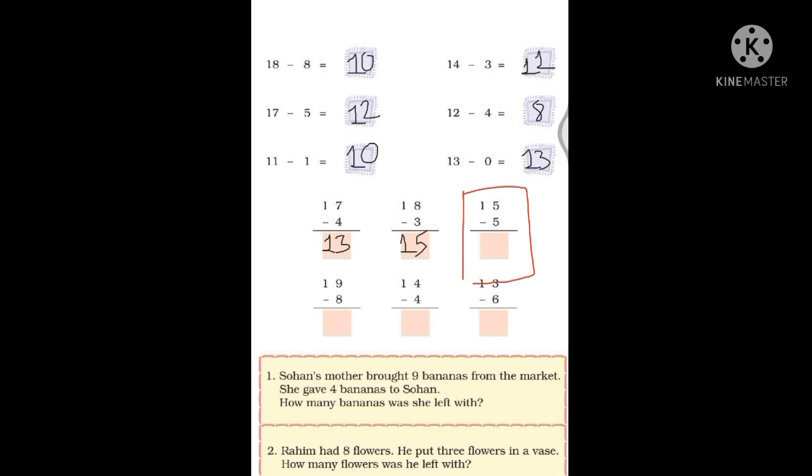Come on, speak up. 15 minus 5, what do we get, beta, Ismail? 10. 15 minus 5, we get answer 10. Yes or no, everyone? 19 minus 8, what do we get?